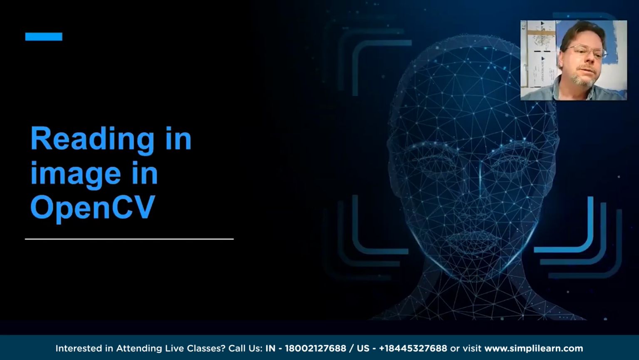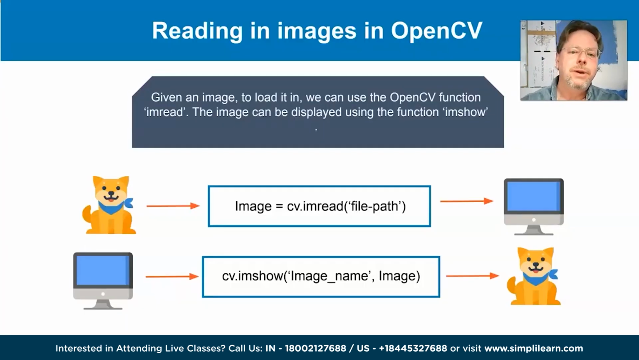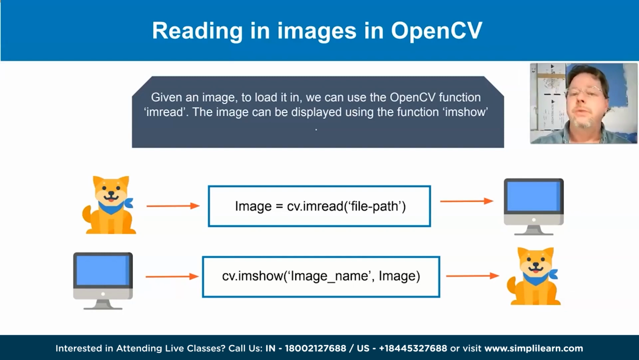So the most common thing is reading in an image in OpenCV. And we'll do this also in code. So if I go a little quick on the slides, it's so that we can roll up our sleeves and actually open up and do the coding on there. So when we're reading an image in OpenCV, given an image to load it in, we can use the OpenCV function imread. The image can be displayed using the function imshow. And so these are your two main categories on here. Your basic thing is to read an image in, then you can manipulate it, and then you can display it depending on what you're using it for.